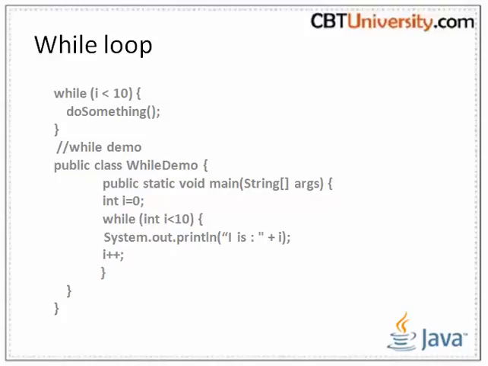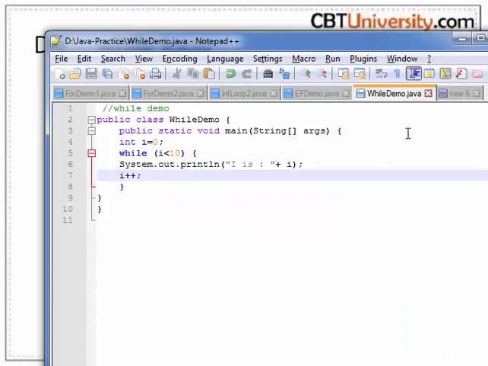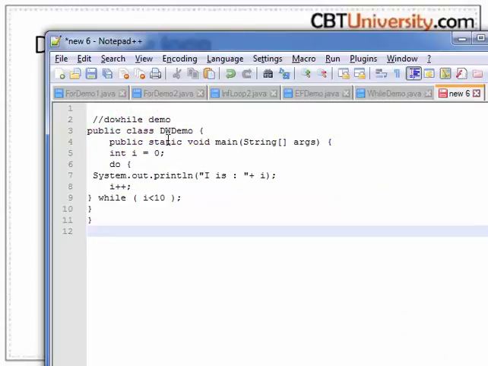So there is another while loop, that is the do while loop. In this the test is done after each iteration. The code is executed when the condition returns true, else it exits the loop. Do within curly brackets, do something while this condition is met. So let's take a demo of this. Here we are going to print 10 numbers again. So dw demo, so let's save this.